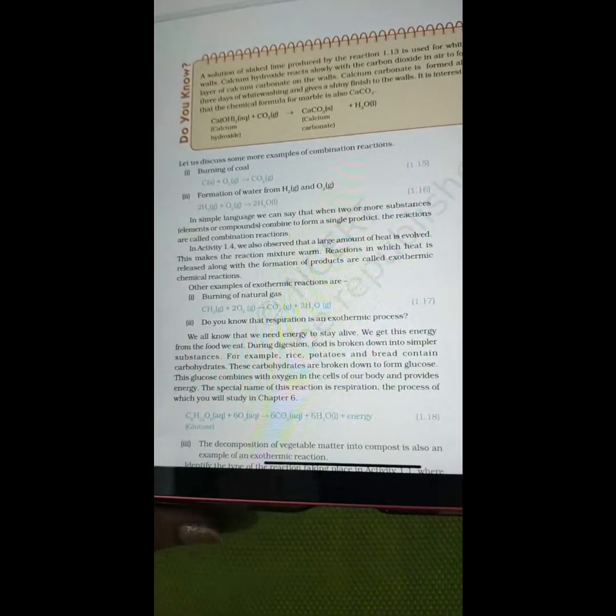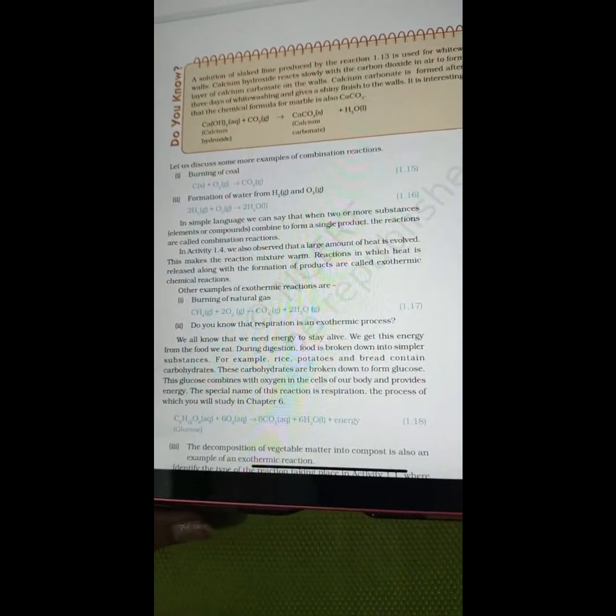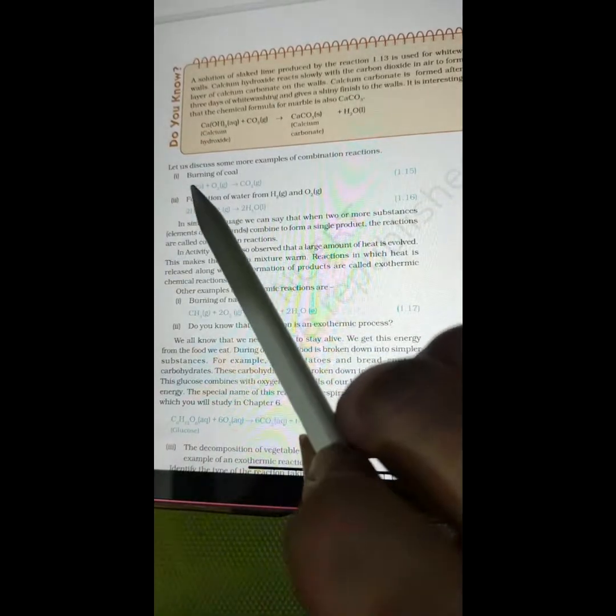Calcium hydroxide in the aqueous form plus CO2 in gaseous form. So this is calcium hydroxide. This is calcium carbonate, which is formed as the product in the solid form, written as CaCO3, plus H2O in the liquid form. Let us discuss this side. I think now it is clear. Let us discuss some more examples of combination reactions.